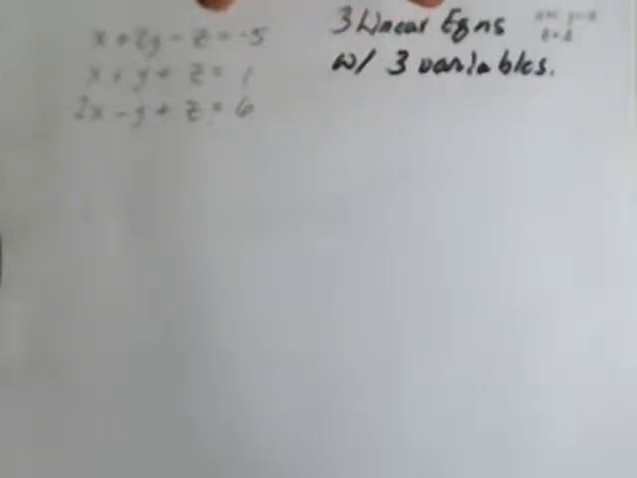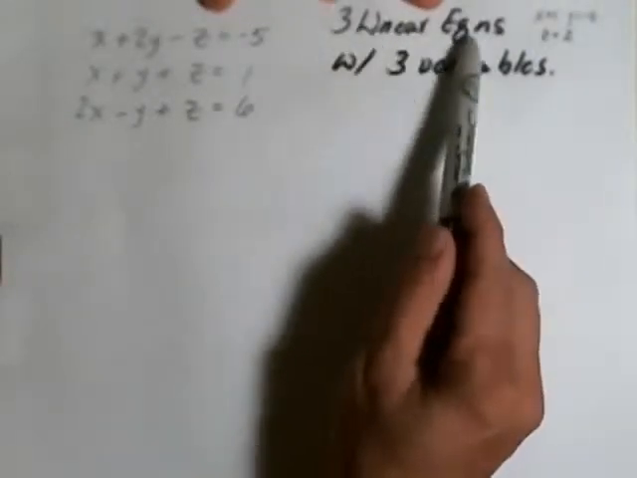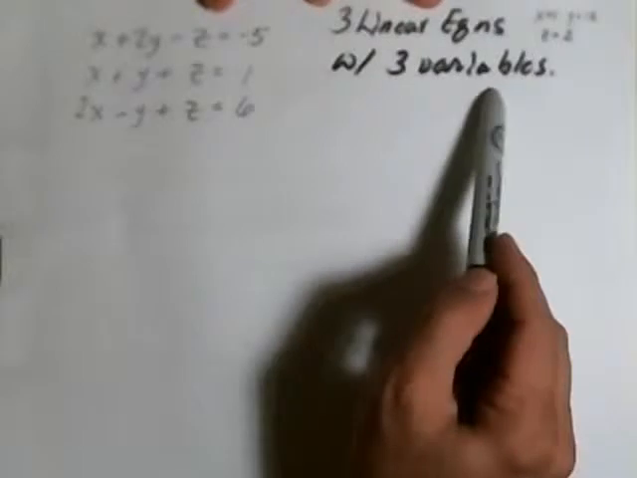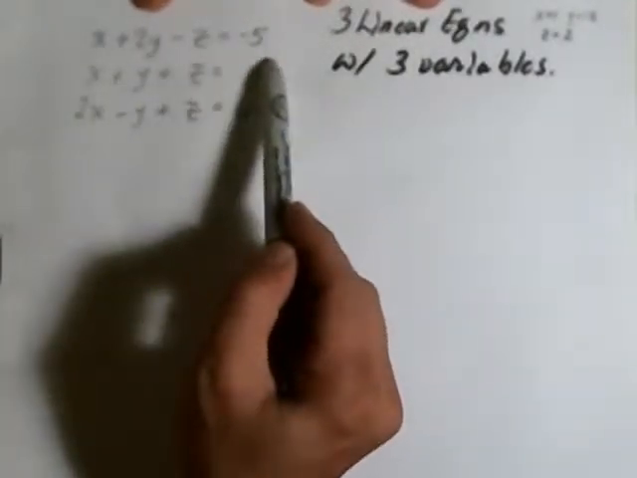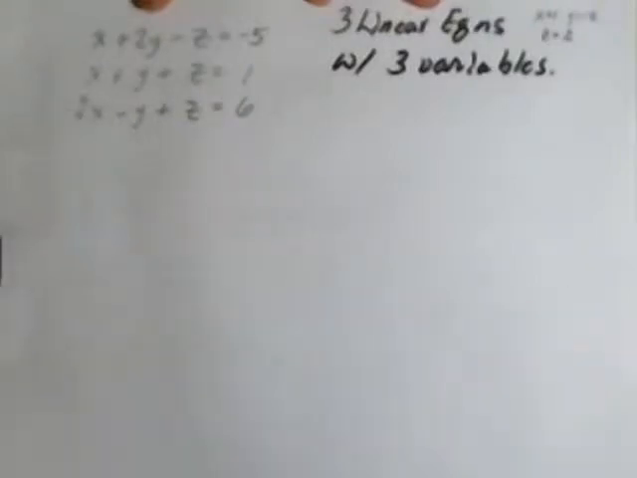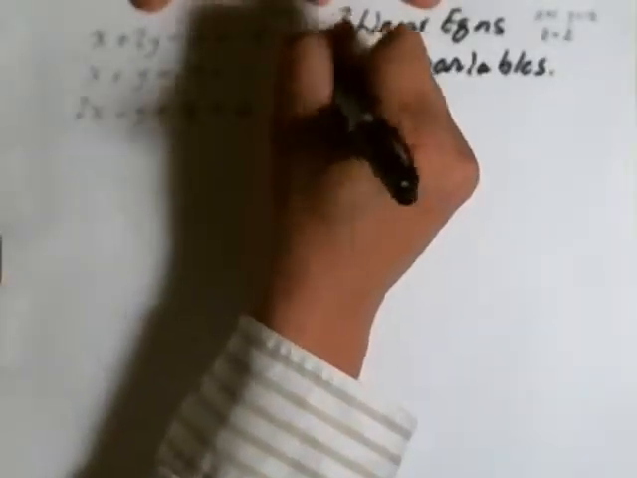Hi everyone, my name is John, and somebody came up to me with a question. One of my students was having a problem with three linear equations with three variables. And so I created an equation, x plus 2y minus z equals 5. That's the first equation. We're going to label this equation 1.